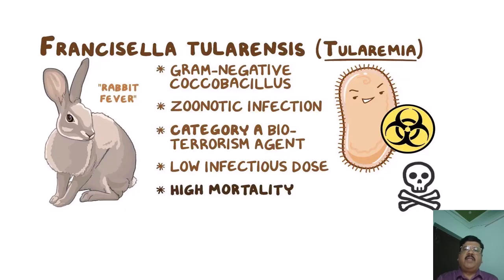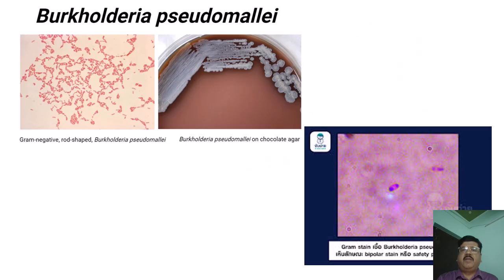Then Francisella tularensis, which causes tularemia, is a gram-negative coccobacillus, a zoonotic infection, and a category A bioterrorism agent, with low infectious dose and high mortality. Therefore, the processing should be done in a biological safety cabinet. Infection comes from rabbits also, therefore it is also called rabbit fever. So Francisella tularensis is the third organism showing bipolar staining.